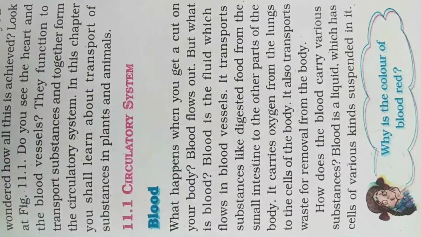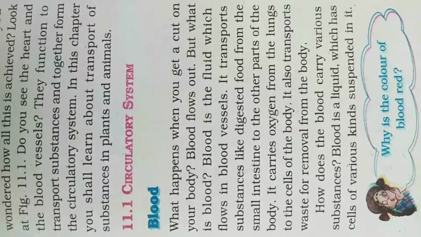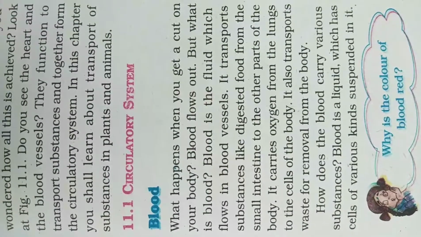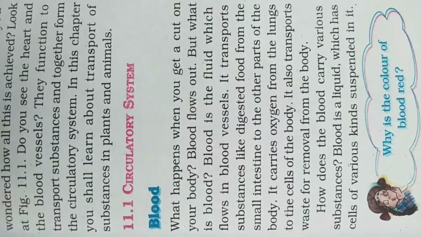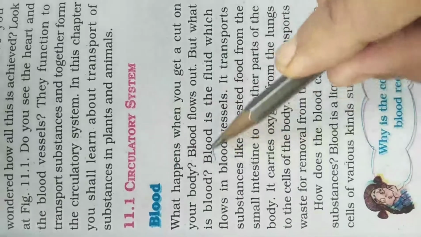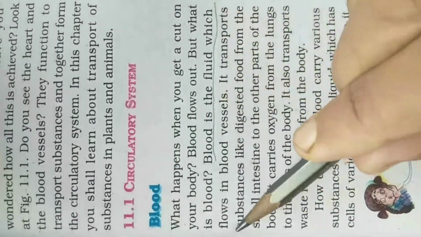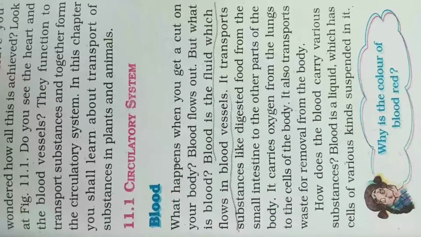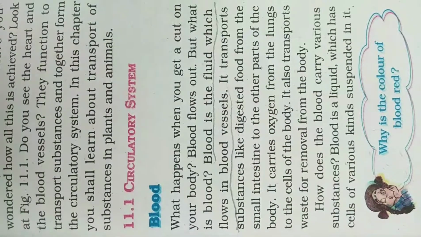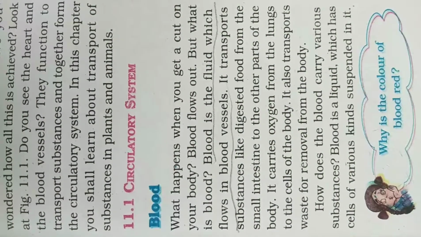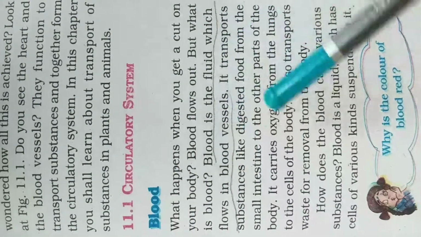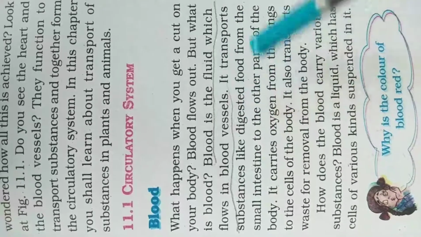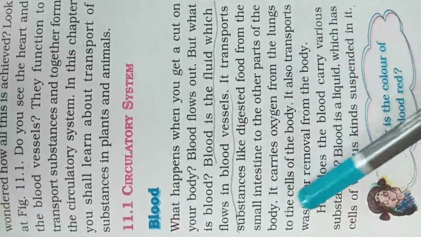What happens when you get a cut on your body? Blood flows out. But what is blood? Blood is a fluid which flows in the blood vessels. It transports substances like digested food from the small intestine to the other parts of the body. So what is the function of blood? It transports digested food from the small intestine to the other parts of the body.